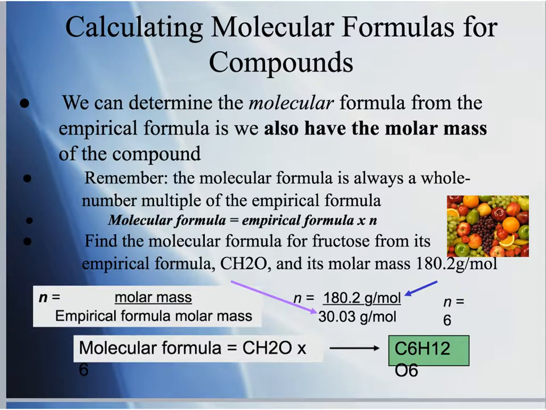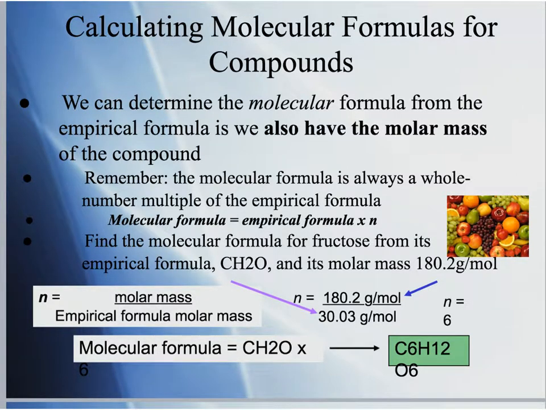Okay, so as not to complicate things even further, if we are given the molar mass of a particular compound, we can actually use the molar mass in order to calculate the molecular formula. Meaning, remember, molecular formula is the exact amount of atoms in the compound, not just the smallest whole number ratio, but the exact amount of atoms in a compound. We can figure that out as long as we know the molar mass of the substance as well.